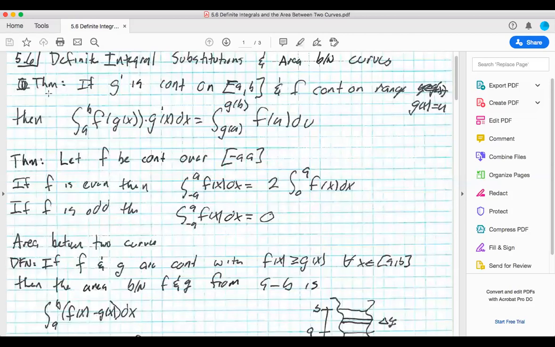Okay. So here, if g prime is continuous on some closed interval a, b, and f is continuous on the range of g of u, that is whatever we're plugging into here, then we can rewrite this definite integral right here, where we're going to use u-substitution because we have the composition. If we let u equal our g, the derivative of that's on the outside, so we can change this.